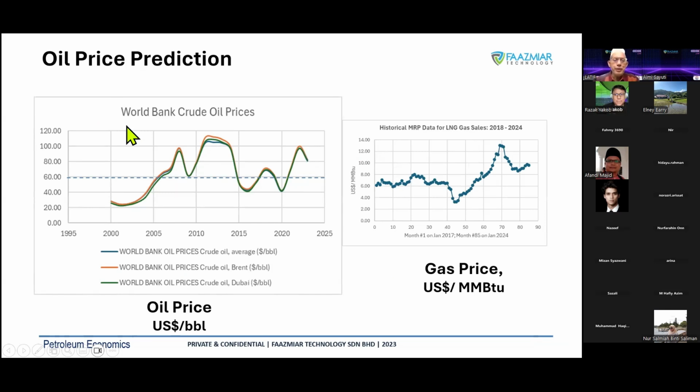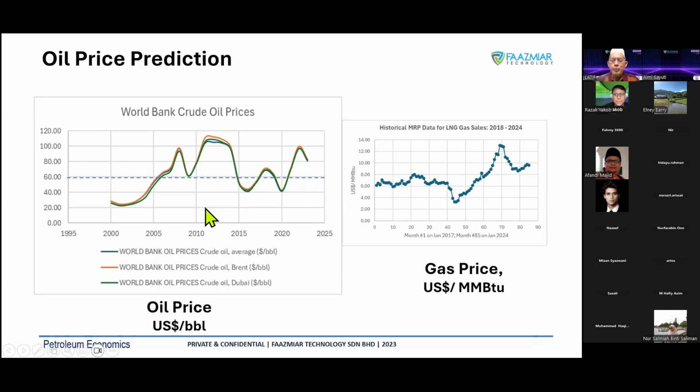So, for example, in the World Bank oil prices, we see that it's fluctuating from 2000 to 2023. So we have to predict what's going to be the next for our campaign. For example, our field will be coming from 2035 to 2050, 35 years. So uncertainty will be there. It can be going up, it can be going down.